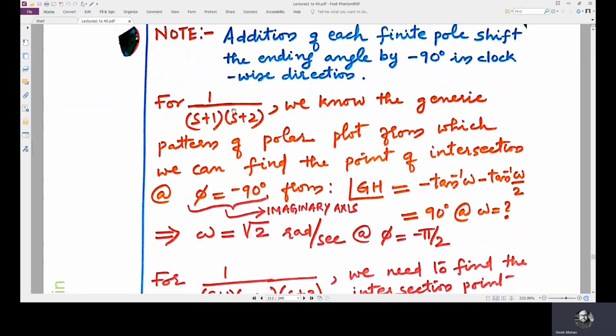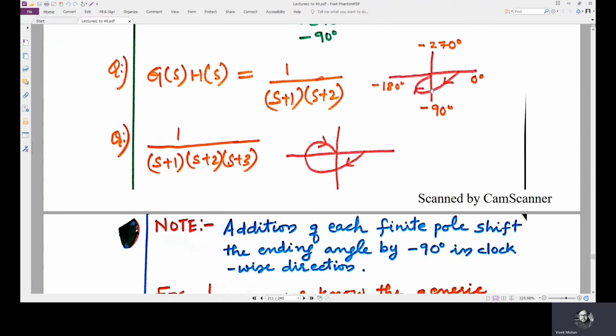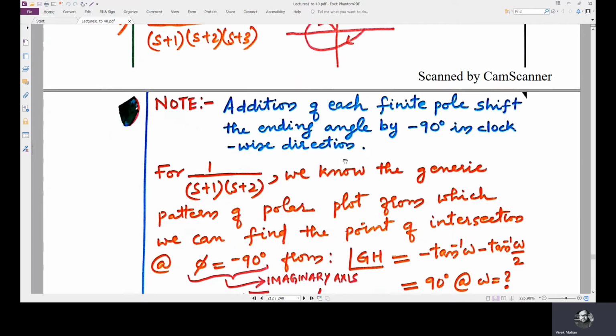Now, for 1 by s plus 1 into s plus 2, we know the generic pattern of the polar plot, from which we can find the point of intersection. That means here you need to find the point of intersection also. You know that this part of the axis corresponds to phi equals minus 90 degree, and you see that there is a point of intersection for 1 by s plus 1 into s plus 2. So you need to find this particular point. How to find this? You can see two different points are there. One intersection is on the phi equals minus 90 degree axis, and another intersection is on the phi equals minus 180 degree axis. So both we have to find.